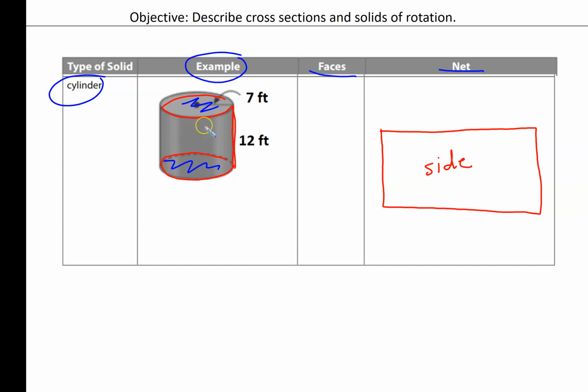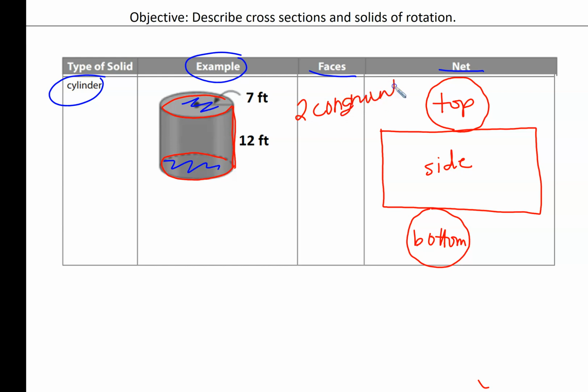And then it has those two circular bases. So when it folds out, we've got one here, got another one here, and you can pretty much draw them wherever you want to. But this would be the top, this would be the bottom circle or base of that cylinder. So what we get is two circles, and they're congruent, so we could also indicate that. So we have two congruent circles and a rectangle, like so.